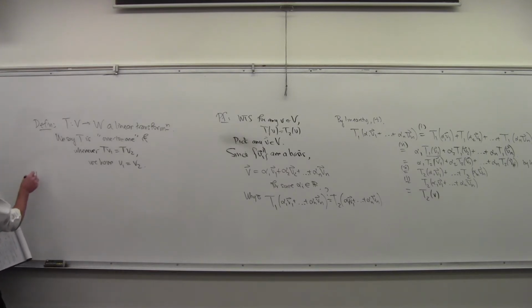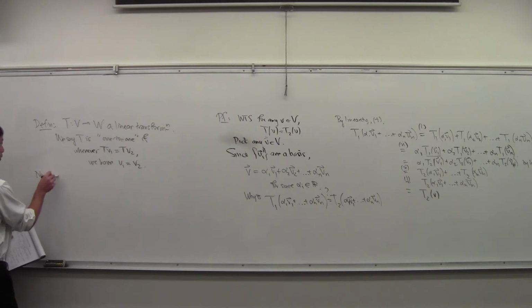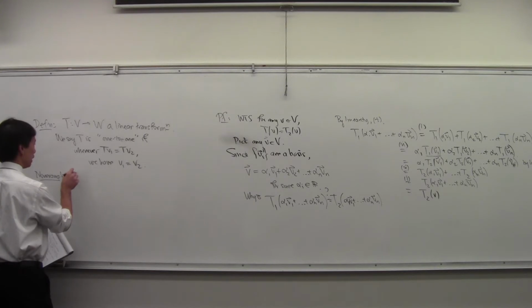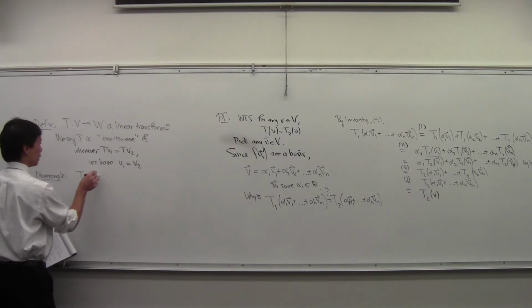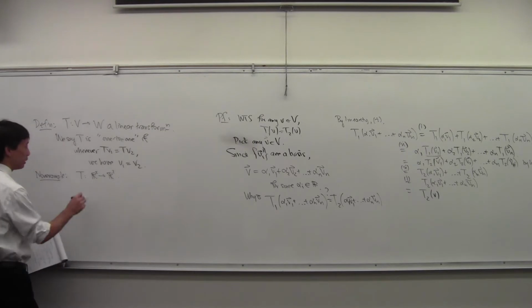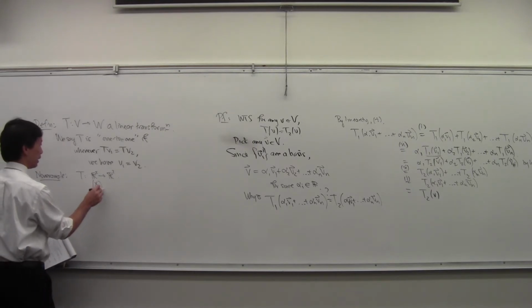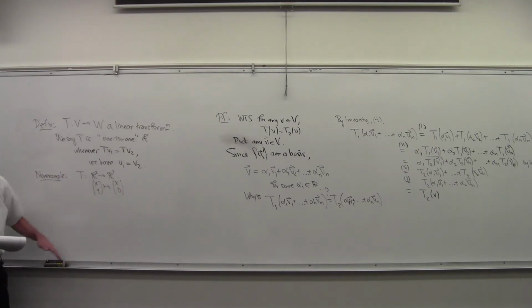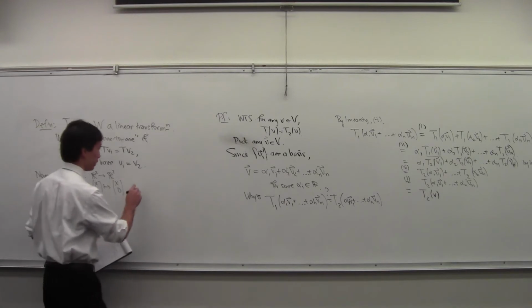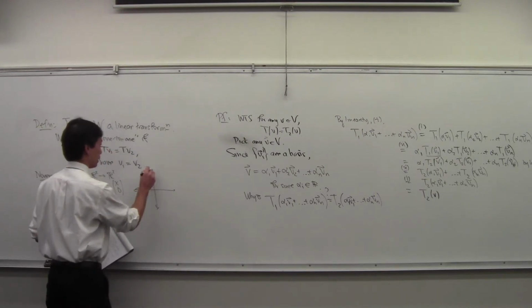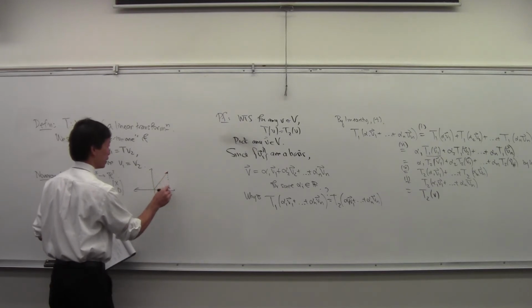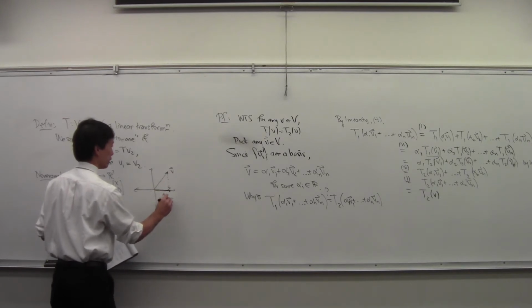Okay, let me give you a non-example. The other day, we looked at this map, which was T from R2 to R2. What it did was it took x, y, and mapped that to x, 0. It was the projection onto the x-axis. So you take your vector, and you take the projection onto the x-axis. So you have your vector, and you have your T of your vector.